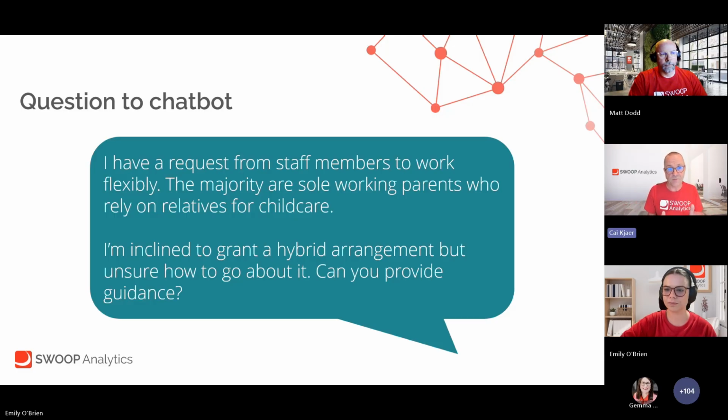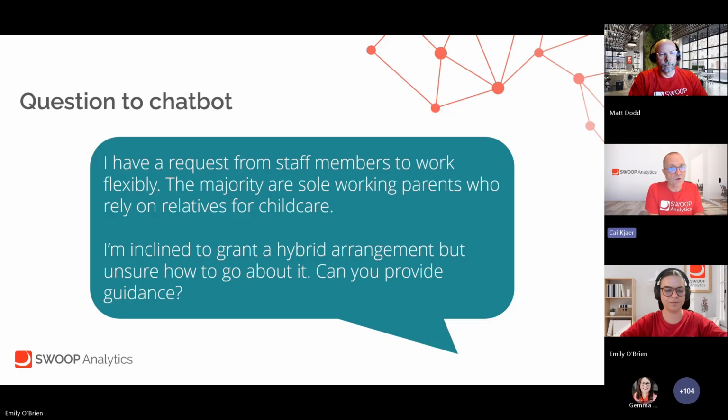I have a request from staff members to work flexibly. The majority are still working parents who rely on relatives for childcare. I'm inclined to grant a hybrid arrangement, but unsure how to go about it. Can you provide guidance? Now, first of all, just check out how much extra additional information we get from this.